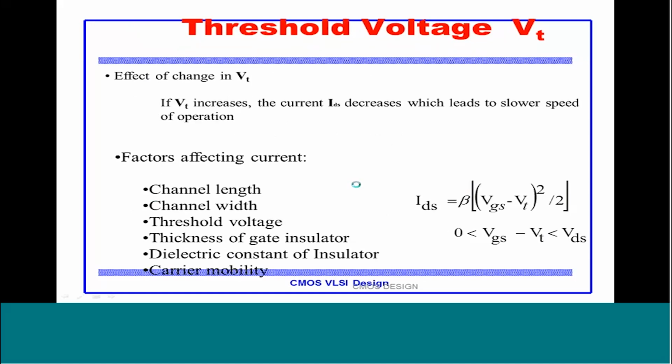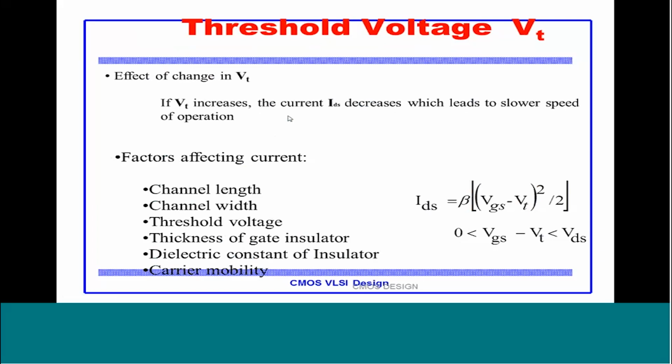Now what happens when VT changes? What happens when VT increases? What happens when VT decreases? So if you remember, let's look at this equation, which is the equation of current in saturation. When VT increases, IDS decreases. A decrease in IDS would mean the device getting slower. So an increase in VT will result in a slower device. A decrease in VT will result in a faster device.